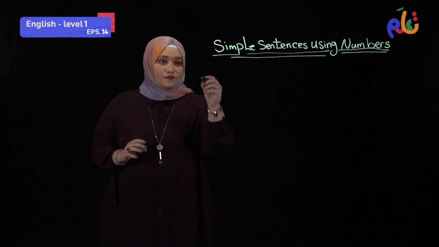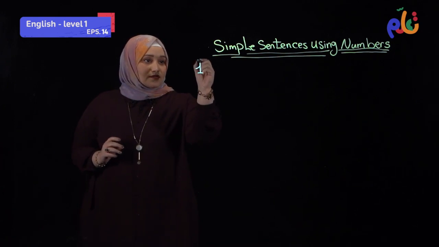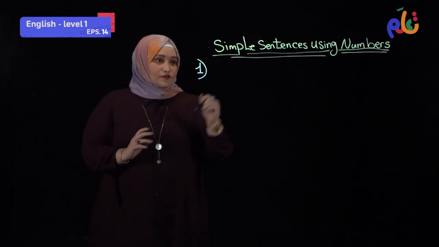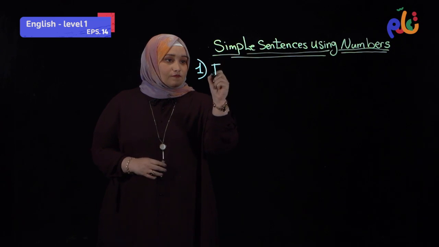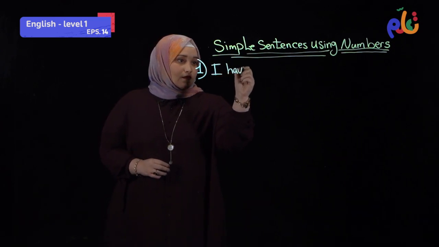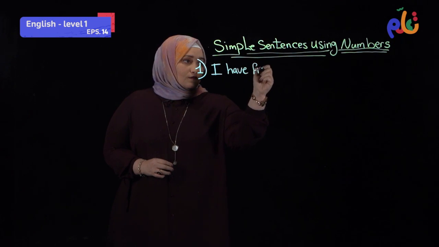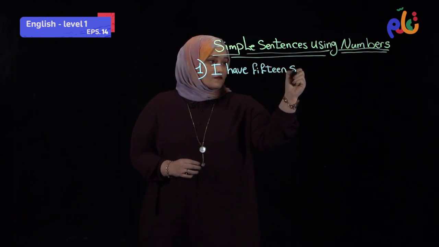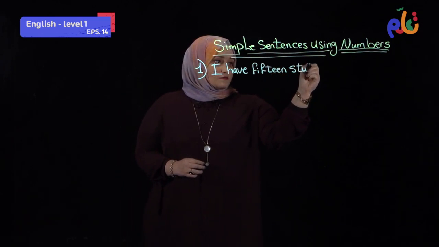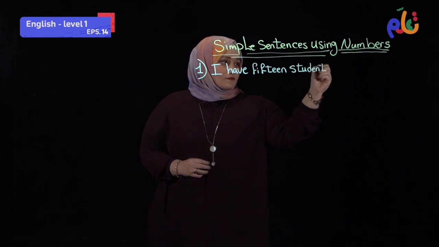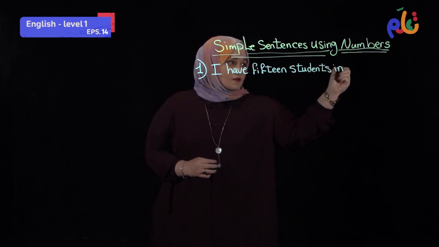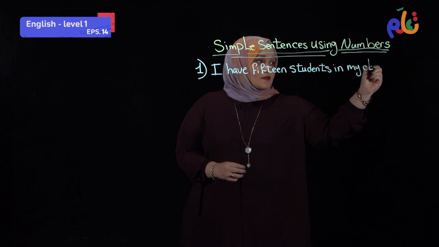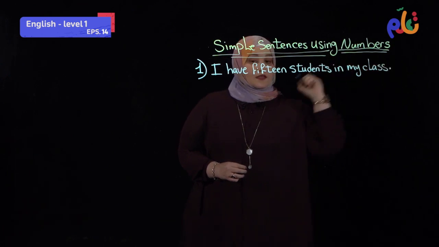Now I'll start writing my first sentence. We'll write our first sentence together, and we're going to use a number in it. Okay, I will say: I have 15 students in my class. I have 15 students in my class.